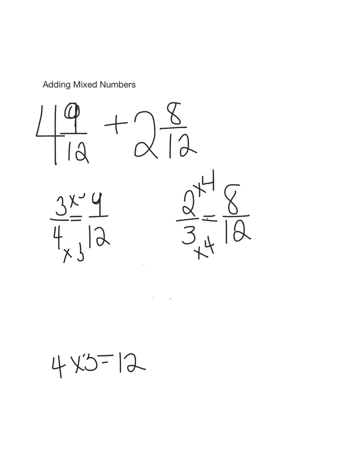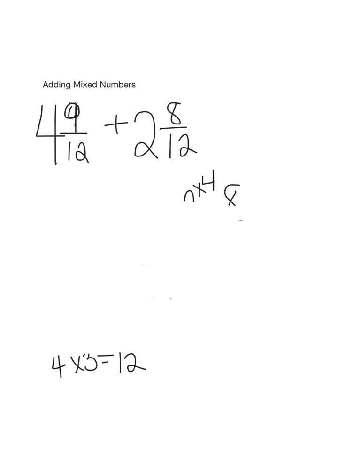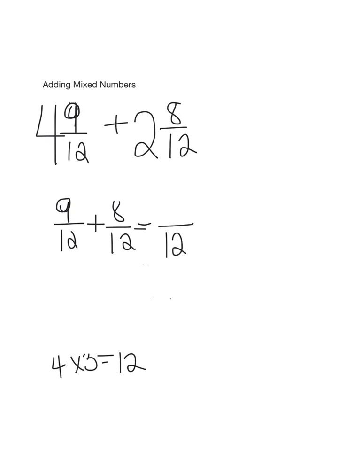All right, let's give ourselves a little bit more space. So we're going to follow the same process as we did before. We've got 9/12 plus 8/12. My denominator stays the same. I know that 9 plus 8 is 17. This is an improper fraction, and so I know that I will use division in order to find a mixed number.